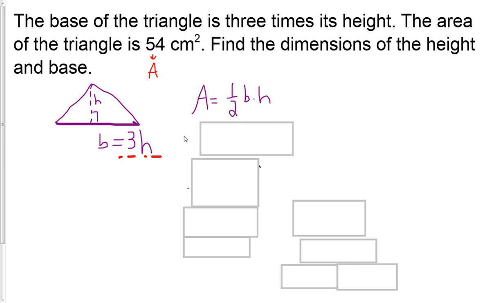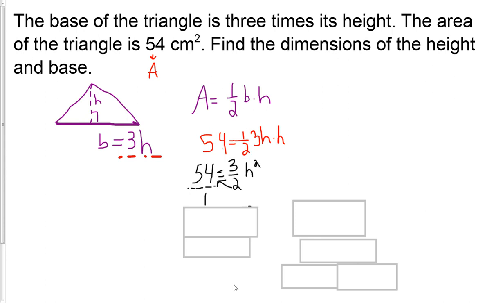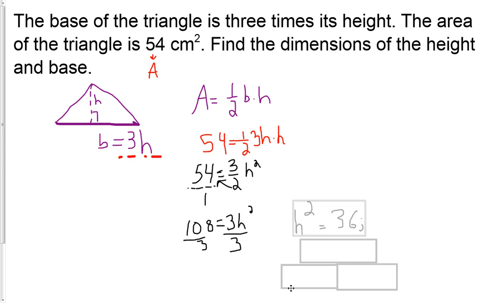So area is half base times height. I'm going to plug in 3 height for base, and now I'm going to plug in 54 for area. So 54 equals half times 3h times h, which is just 3 halves h squared. Right? 3 over 2 h times h is 3 halves h squared. And now when we have a fraction like this, you can cross multiply and divide like a proportion, just with the 3 halves, so times 2 divided by 3, and we get 108 divided by 3 gives us h squared is 36. What times what is 36?